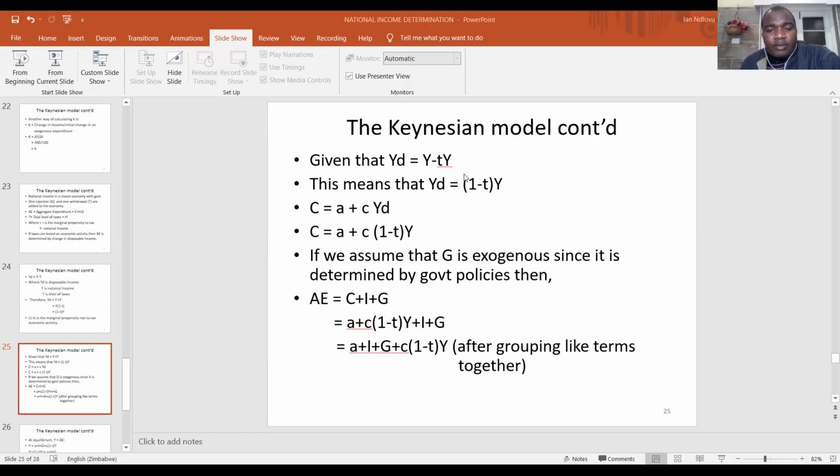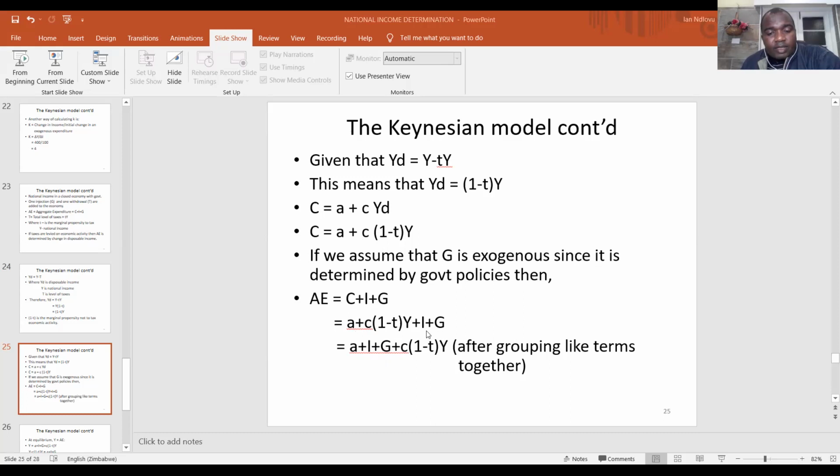Substituting YT, we already know from the previous stage that it's equal to Y minus small letter t factor of Y. So if we substitute that part, we get aggregate consumption being equal to autonomous consumption plus c factor of 1 minus t factor of Y. If we assume that government is exogenous, since it is determined by government policies, that is government spending, then we have aggregate expenditure being equal to C plus I plus G, where C is nothing but what we got in the preceding stage as a plus c factor of 1 minus t factor of Y, plus I plus G, which are autonomous.